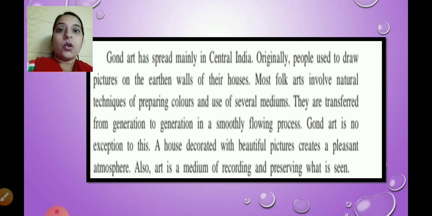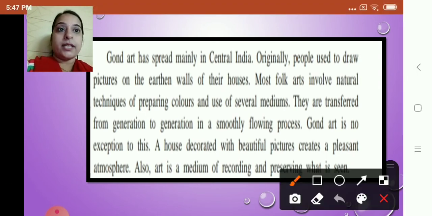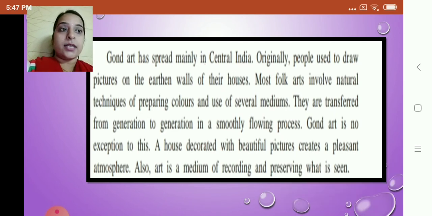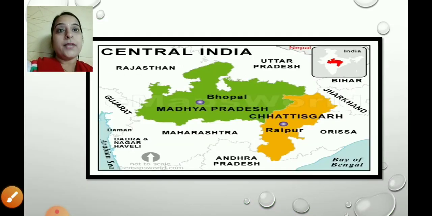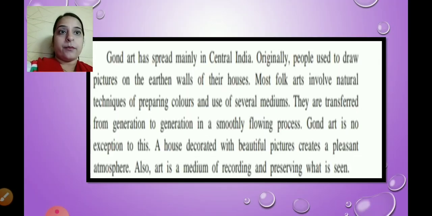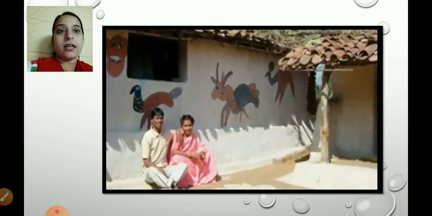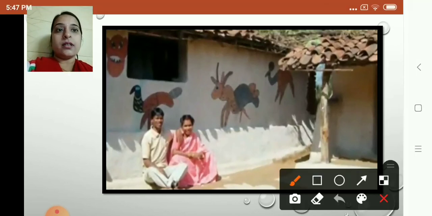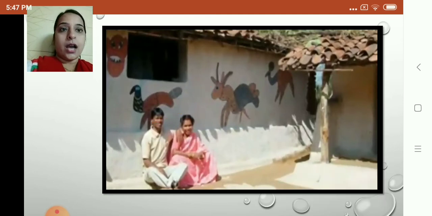So, children, Gond art has spread mainly in central India, that is Madhya Pradesh, Chhattisgarh, Raipur. And originally, people used to draw pictures on the earthen walls of their houses. Just have a look, children. The pictures are drawn on the earthen walls of the houses of people.